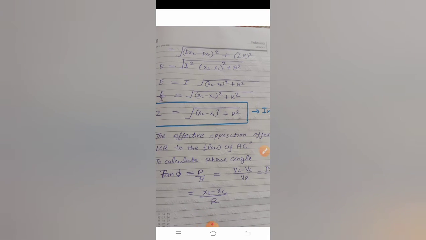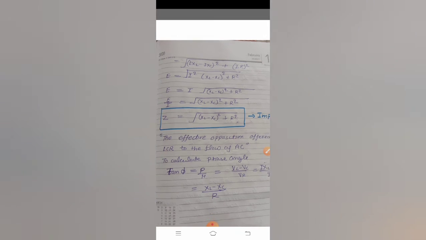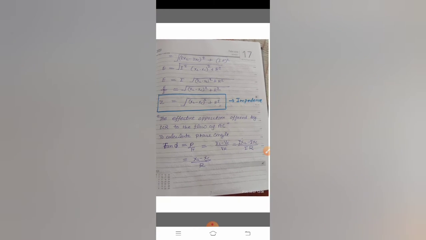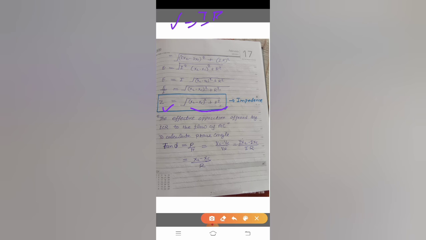It is the square root of (XL minus XC) whole square plus R square. Then this E upon I we are denoting by the term Z. So Z is equal to the square root of (XL minus XC) whole square plus R square. Students, this is E upon I, means voltage upon current, and from Ohm's law, you know Ohm's law is V upon R. So voltage upon current is equal to what? Resistance. So here also it is one type of resistance, but this resistance we are denoting by Z, and the name we have given to it is impedance.